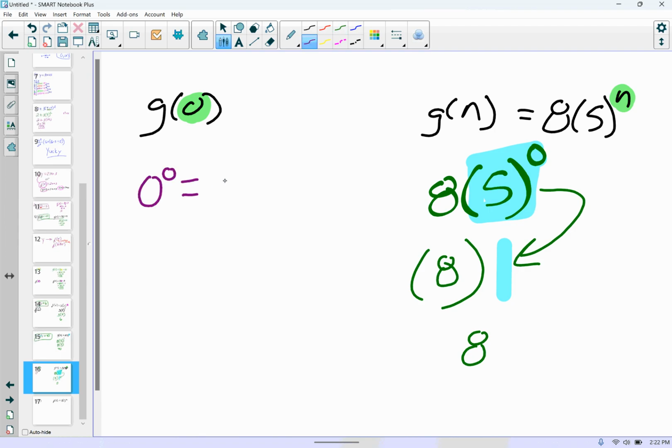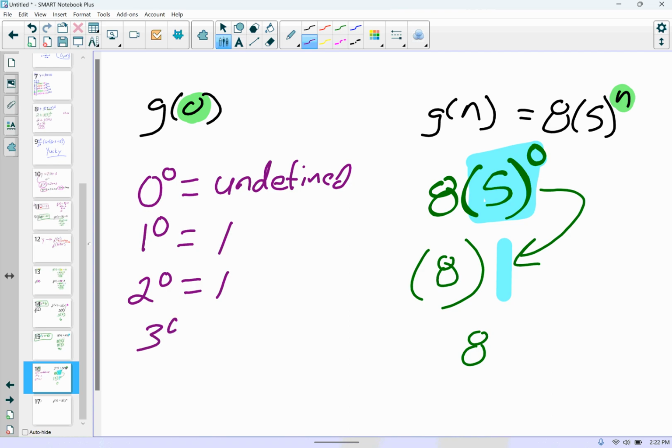So watch my pattern. Ready? 0 to the 0, undefined. 1 to the 0, 2 to the 0, 3 to the 0, 10,000 to the 0. All right. So if you have 0 raised to the 0, it's an undefined term. Don't worry, that's undefined. Just keep it in the back of your head. Any other number raised to the 0 power is going to be 1. Okay? So that's where this 1 came from, right here.